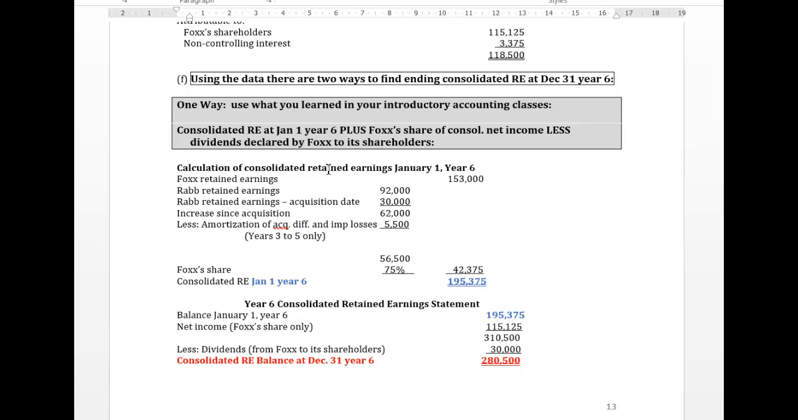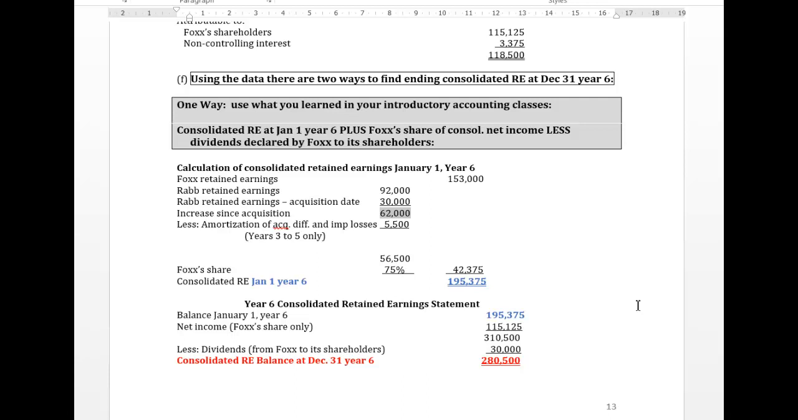So what do we know? We would take the consolidated retained earnings of Foxx, adjust it, and add it to Rabb's adjusted retained earnings balance. That's typically what we tend to do when we're calculating consolidated retained earnings regardless of date. So if we start at January the 1st, we know that Foxx's separate entity retained earnings from the statements in the question is $153,000. That's at the statement of retained earnings. We also know that Rabb's retained earnings at January 1, year 6 from that same statement of retained earnings is $92,000. But $30,000 of that is acquisition retained earnings. So post-acquisition, or the increase in retained earnings since acquisition for the sub, Rabb, is $62,000.